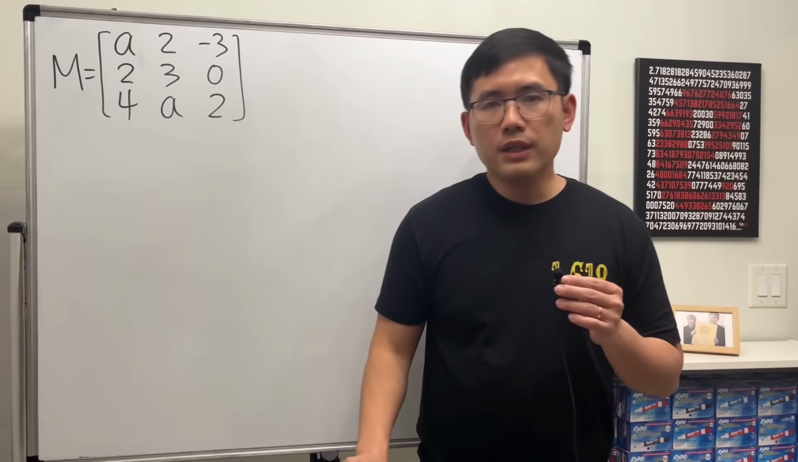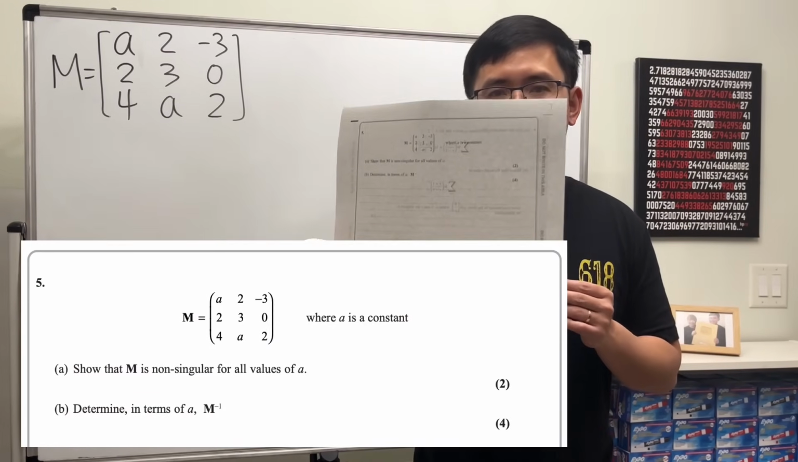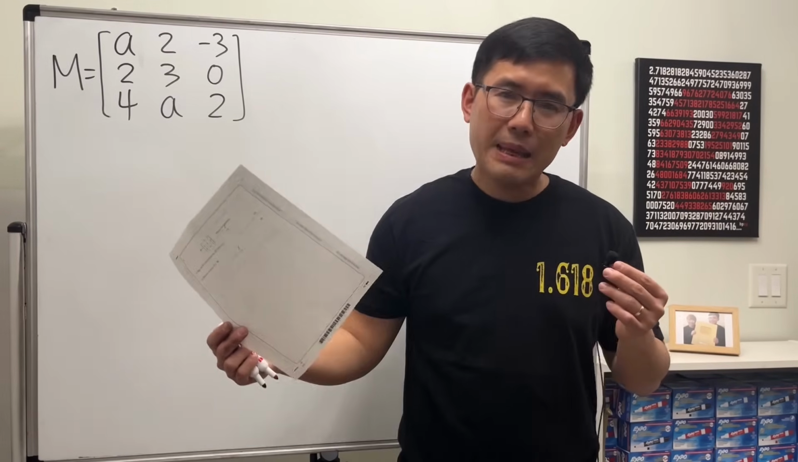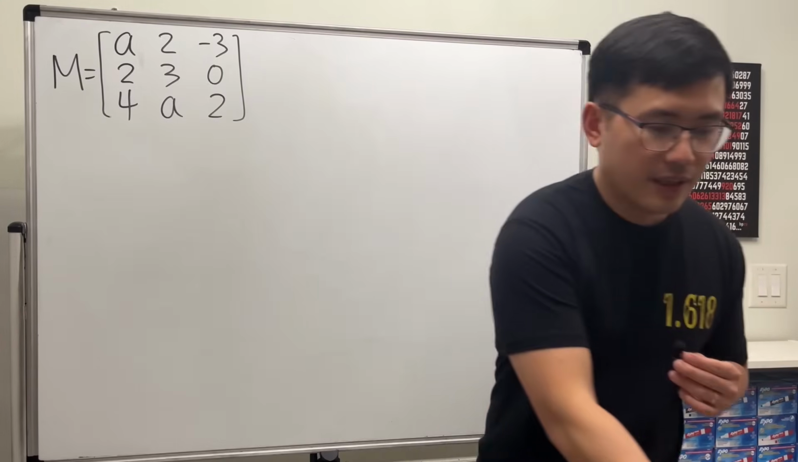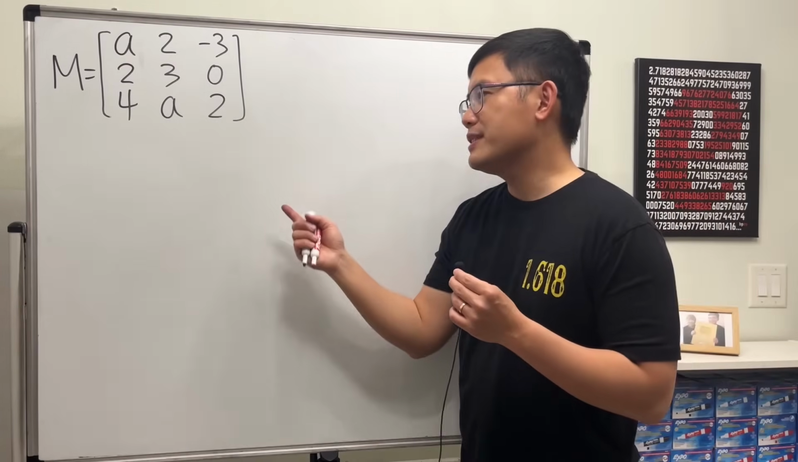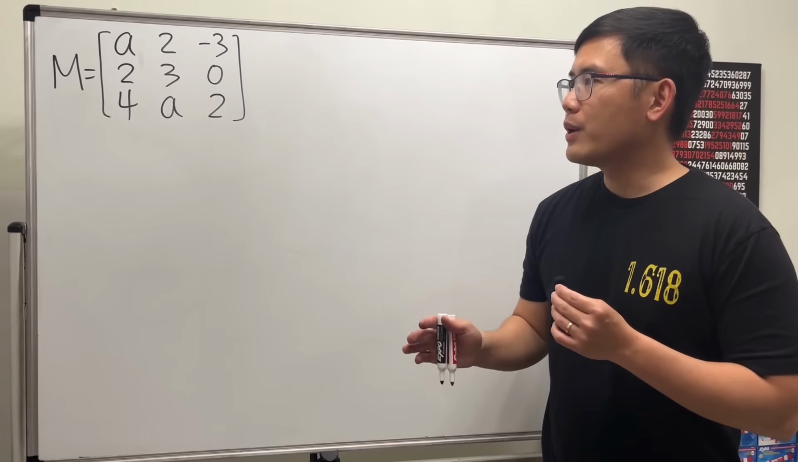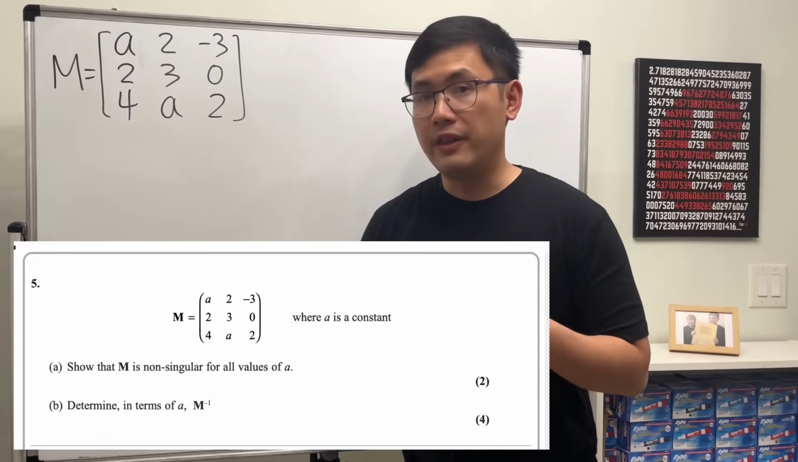Yes. So last time when I was doing this question on the A-level math paper, I made a horrible mistake. So today I'm going to fix that. First, we have this matrix, and part A is we are going to show that this matrix is non-singular.